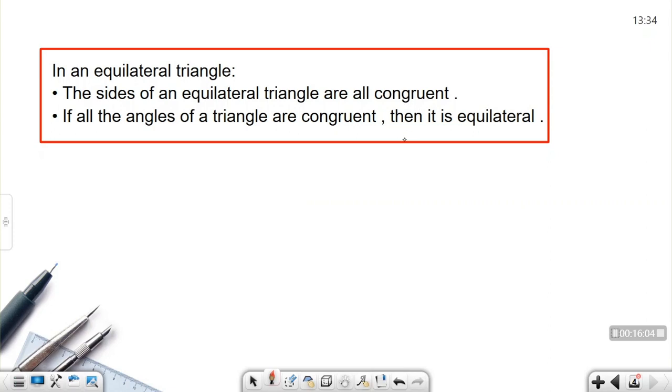Okay, let's talk about the equilateral triangle. The sides of an equilateral triangle are all congruent, so we have 3 congruent sides. If we have a triangle and all sides are congruent, we call it an equilateral triangle. All the angles of the triangle are also congruent.